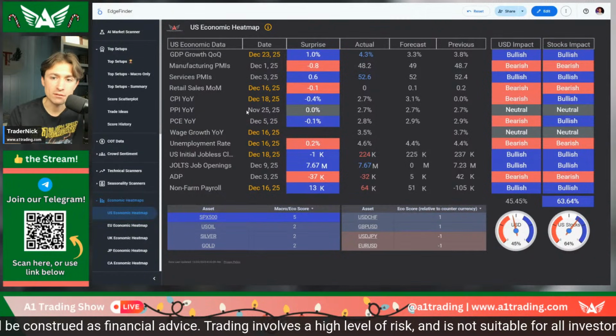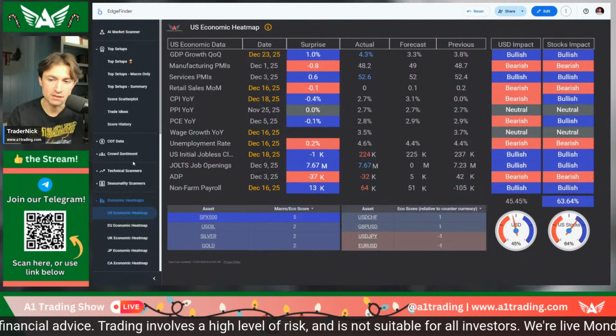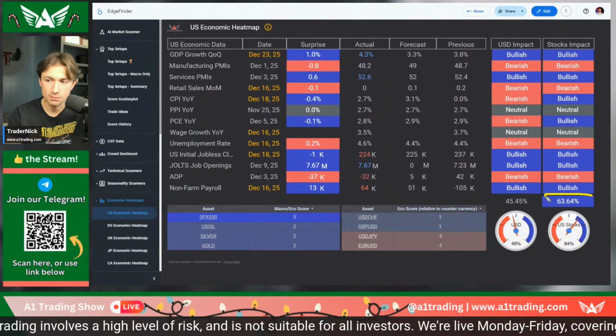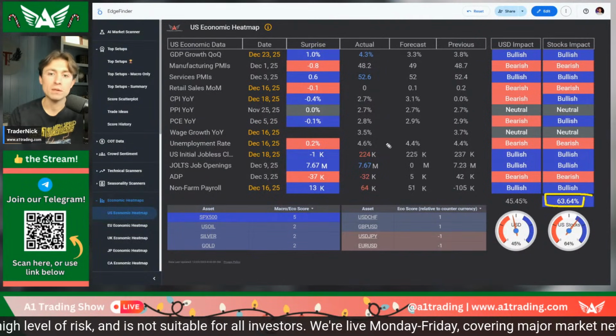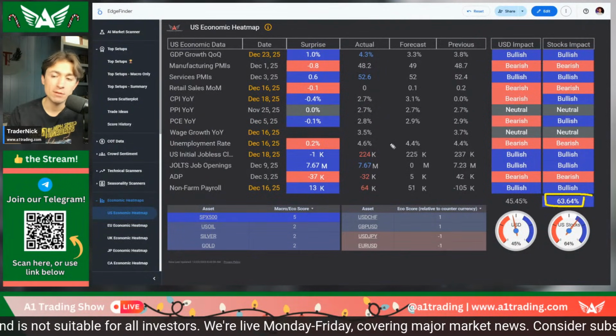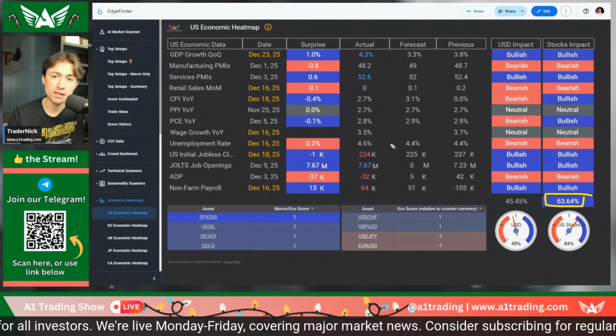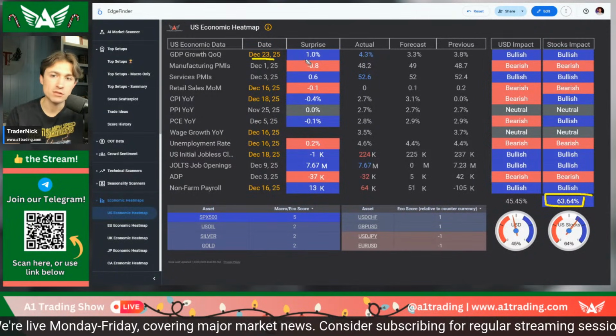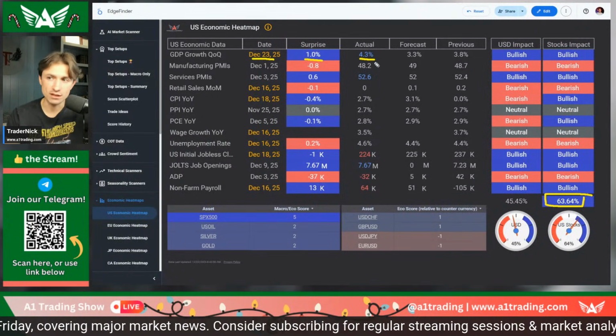But anyways, we've had a lot of data here recently. Data generally seems to favor upside for stocks still. Why? Well, because inflation has been really cool, giving the Fed potentially room to cut interest rates. Although GDP statistics coming in strong, I mean, that's just good for the US economy. It's good for the dollar.